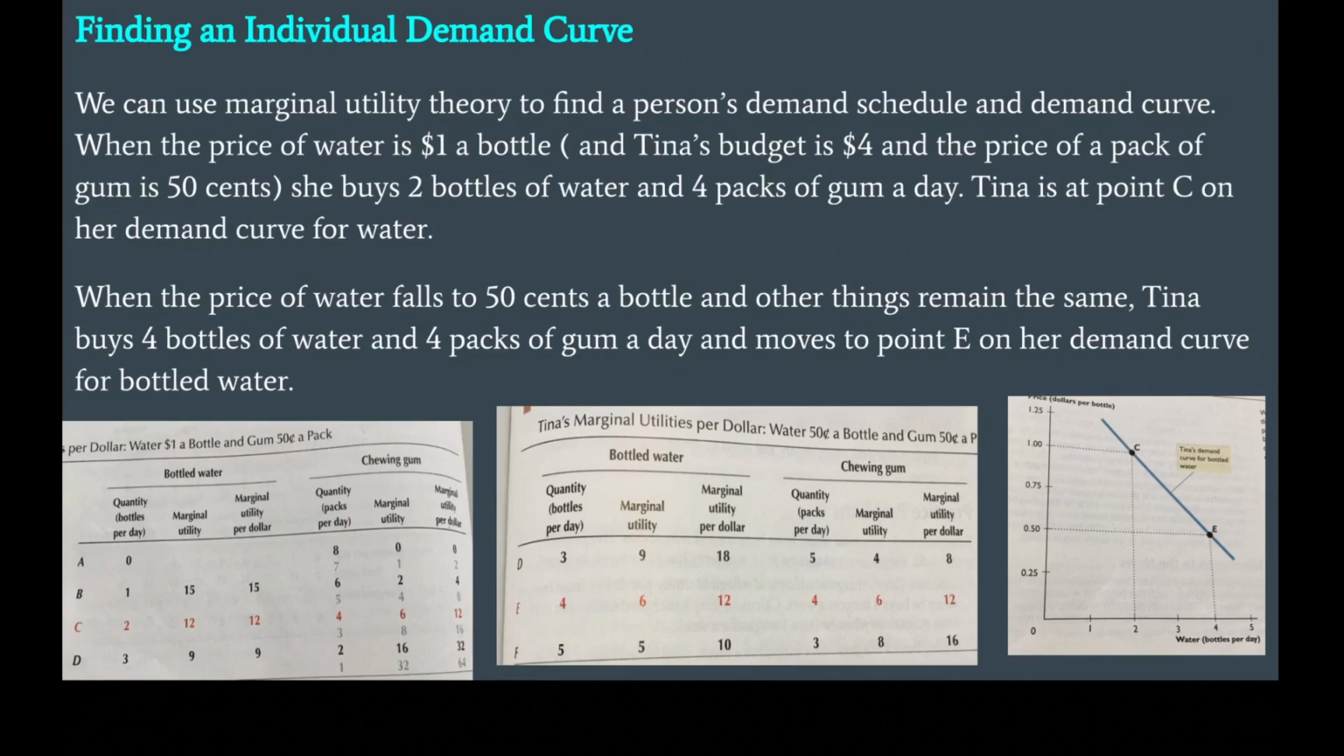Finding an individual demand curve. We can use marginal utility theory to find a person's demand schedule and demand curve. When the price of water is $1 a bottle, Tina's budget is $4, and the price of a pack of gum is 50 cents, she buys 2 bottles of water and 4 packs of gum a day. Tina is at point C on her demand curve for water. When the price of water falls to 50 cents a bottle and other things remain the same, Tina buys 4 bottles of water and 4 packs of gum a day and moves to point E on her demand curve for bottled water.